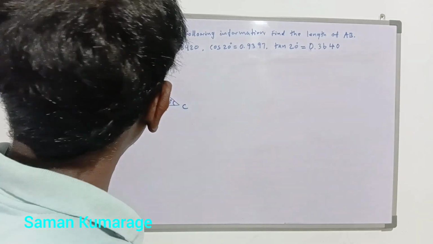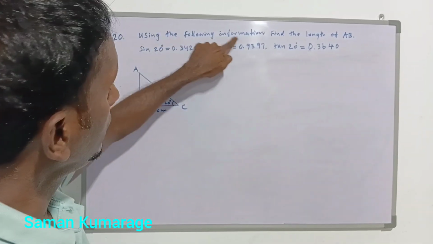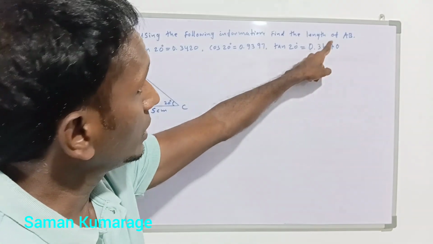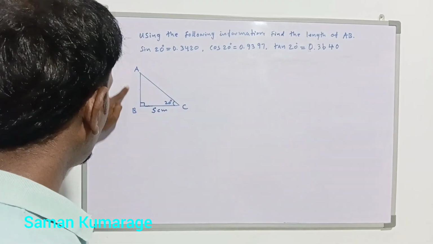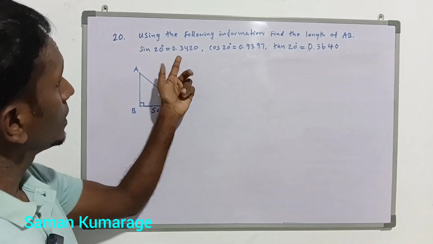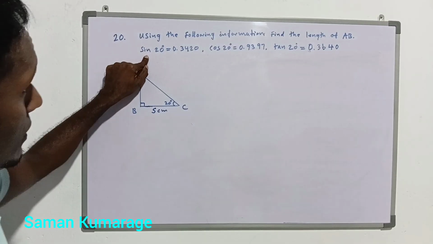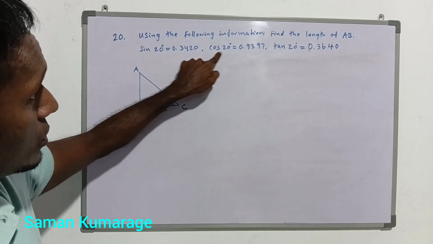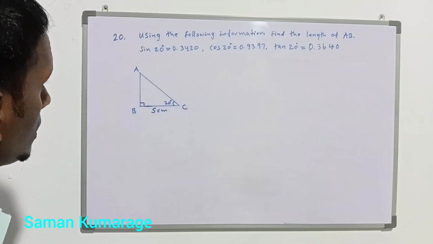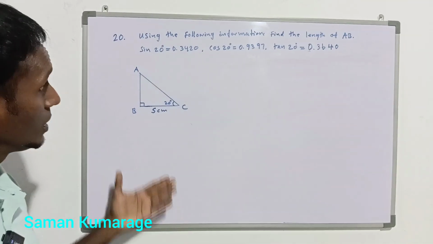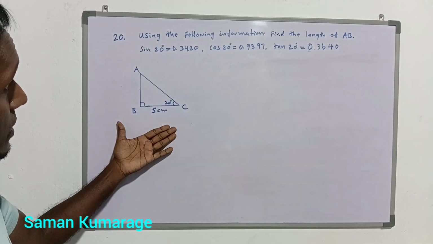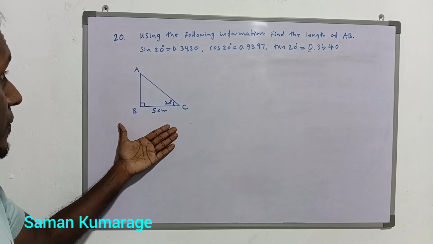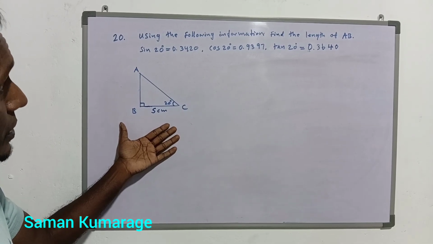On question number 20, using the following information, find the length of AB. We have to find the length of this side, and also they have given in the question the values of sin 20, cos 20 and tan 20. So this question has come from trigonometry.